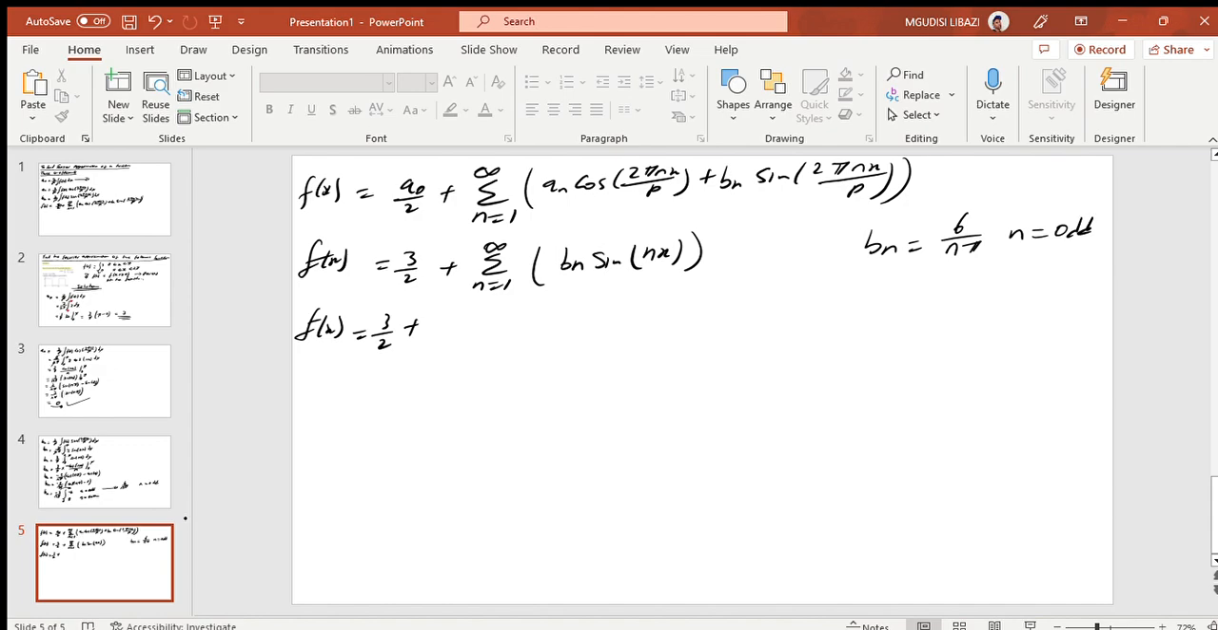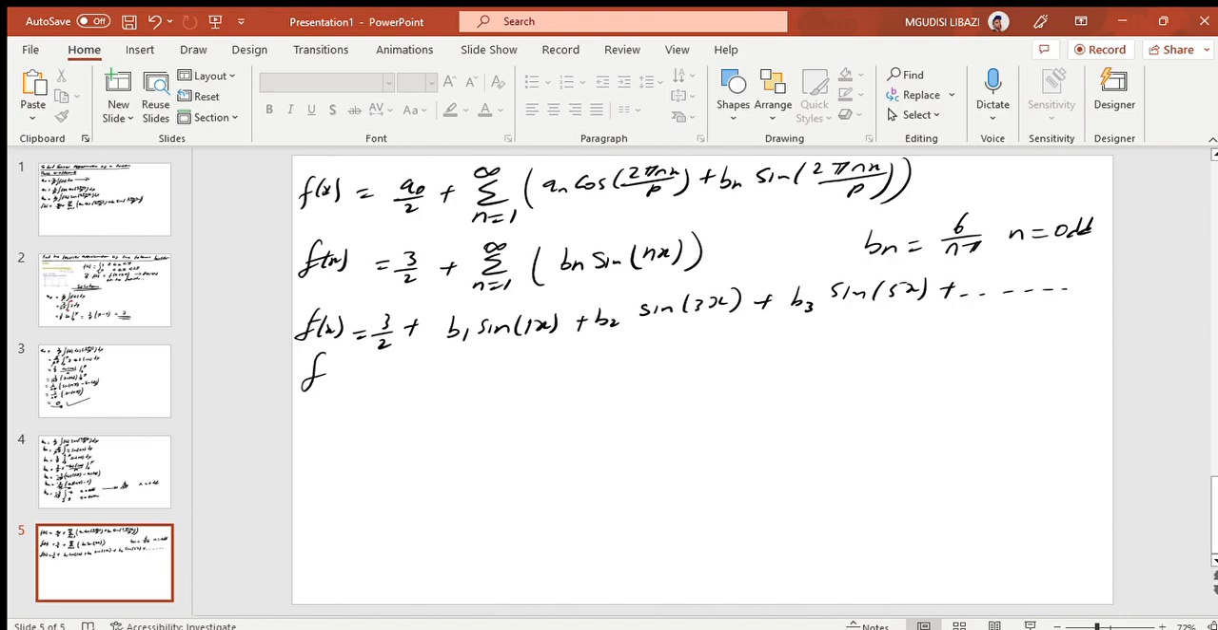So what we do now, we have b1 sine of the first odd number, 1x, and then plus b2, and then still sine, and then 3, the next odd number, and then again b3 sine 5x plus, etc.